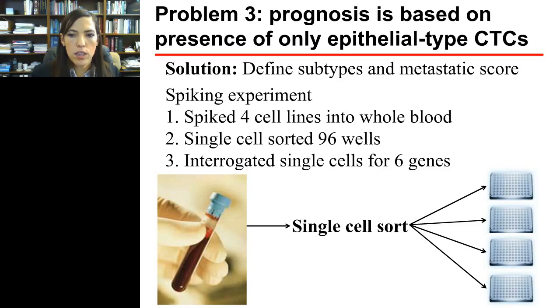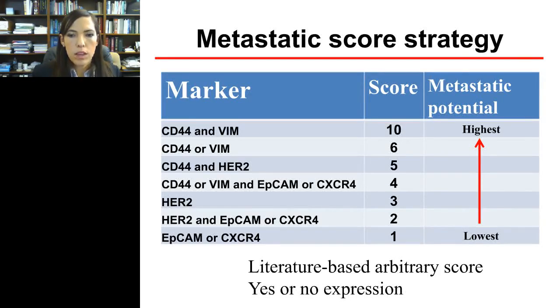In this experiment, we're looking at transcript expression. And so we've devised a metastatic potential based on transcript expression. We gave points to each transcript that we looked at and devised an arbitrary score between 1 and 10, 1 being the lowest and 10 being the highest. And this was based on what's been observed in the literature.